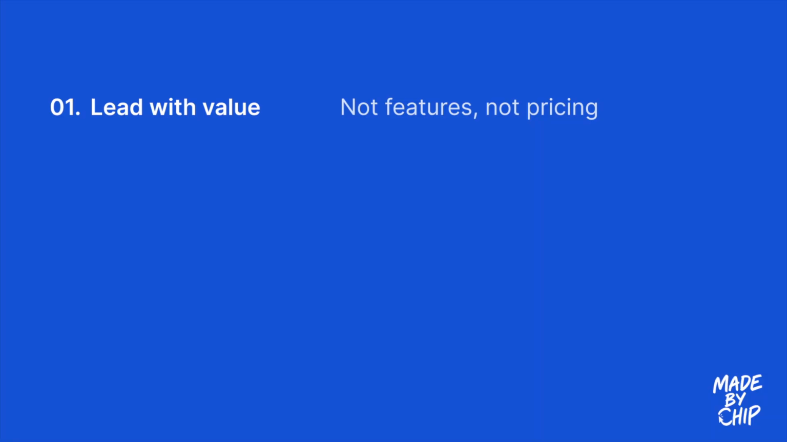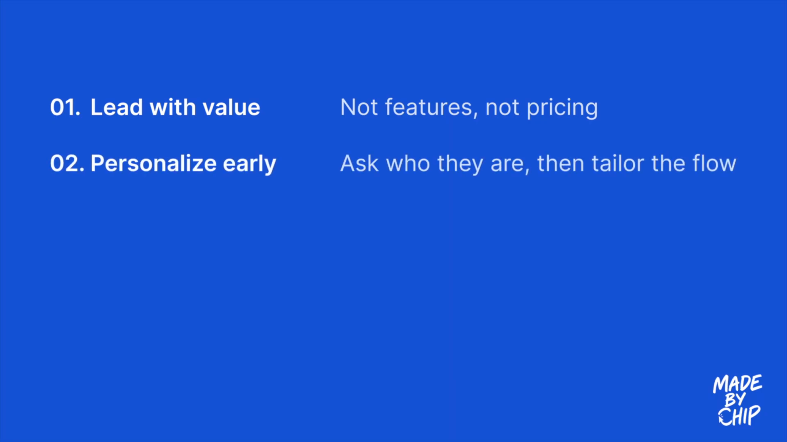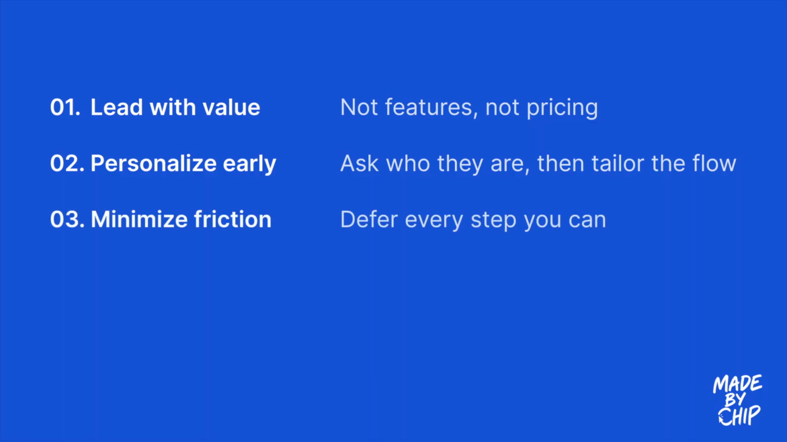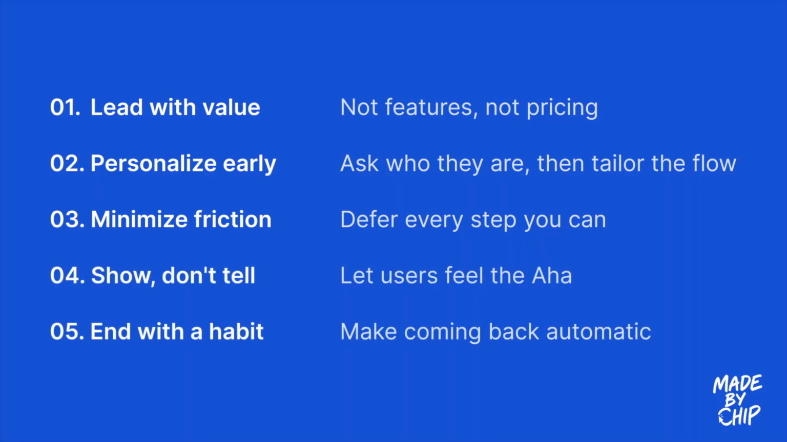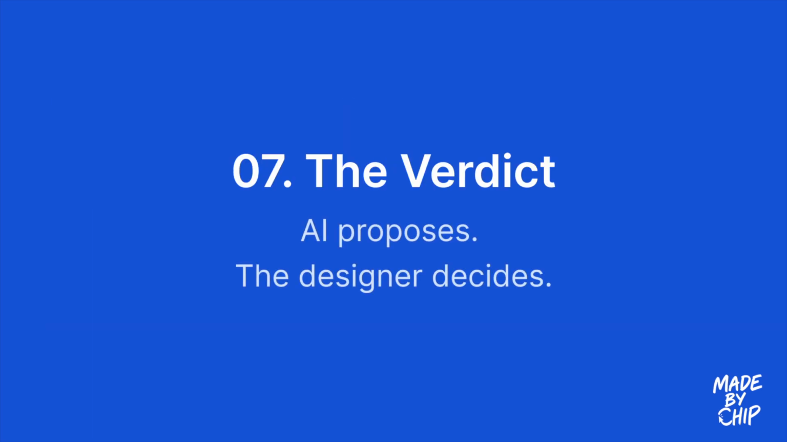So if you take one thing away from this, take the 5 questions I kept asking myself at every screen. Lead with value, not features. Personalize early, so ask who someone is before you shape the flow around them. Cut every bit of friction you can. Show people the value, don't just tell them about it. And end with a habit, so coming back feels automatic. AI proposes, the designer decides.